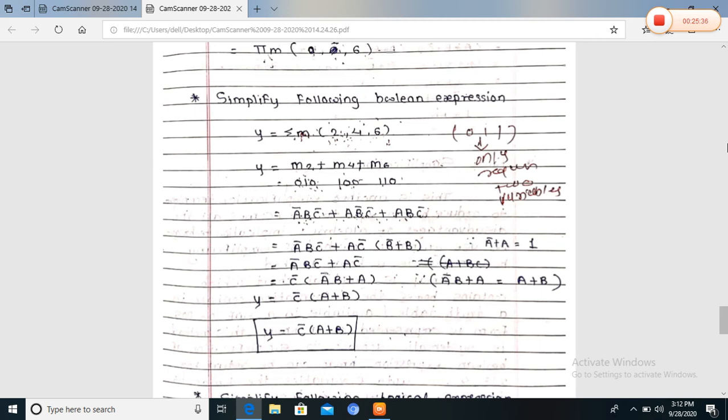Then for that expression, 3 variables are required, since 2 raised to 3 is equal to 8, and the values are in the range 0 to 7. If there were only the values 0 and 1, we would have to think how many variables are required, and then convert the min terms into standard SOP form. So here the values 2, 4, 6 are in the 0 to 7 range.